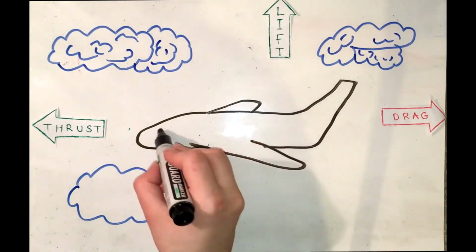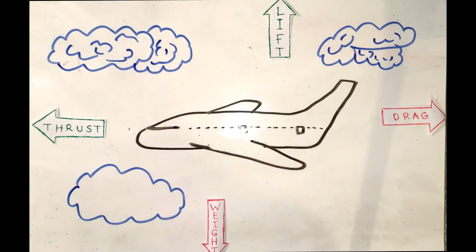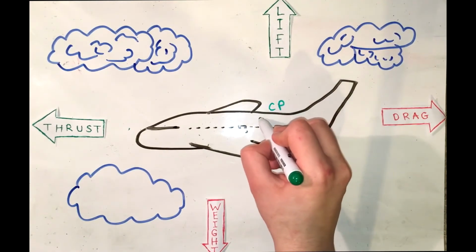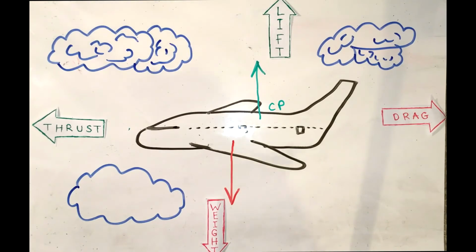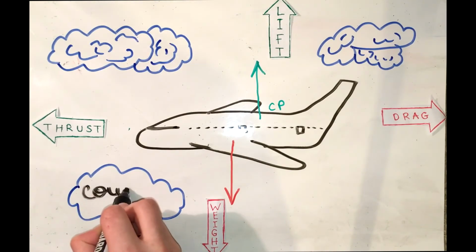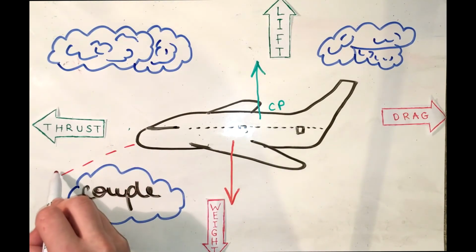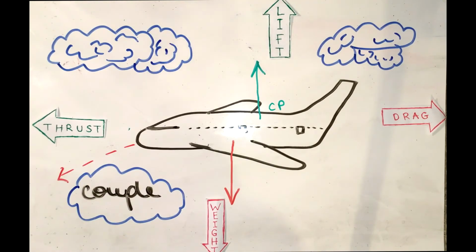The forces on an aircraft don't share a common point. The centre of pressure lies a short distance away from the centre of gravity. Since lift and weight do not act on the same line, they make up what is known as a couple. This couple has a turning effect on the aircraft, pitching the nose downwards.